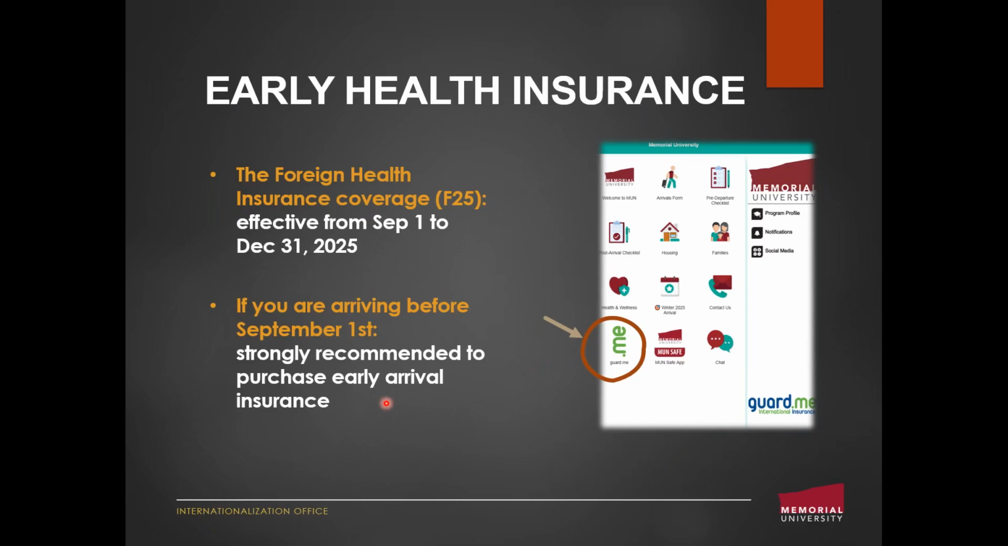You can purchase early coverage through the GuardMe website directly or through the iCenter app here. Just click early arrivals when you go there and then select apply for insurance. You don't need a policy number to apply for early health insurance, and the cost is about $2 per day per person. Regarding this, we'll be hosting a health insurance information session on August 7th, and I strongly encourage you to attend to learn more and make sure that you are fully prepared.